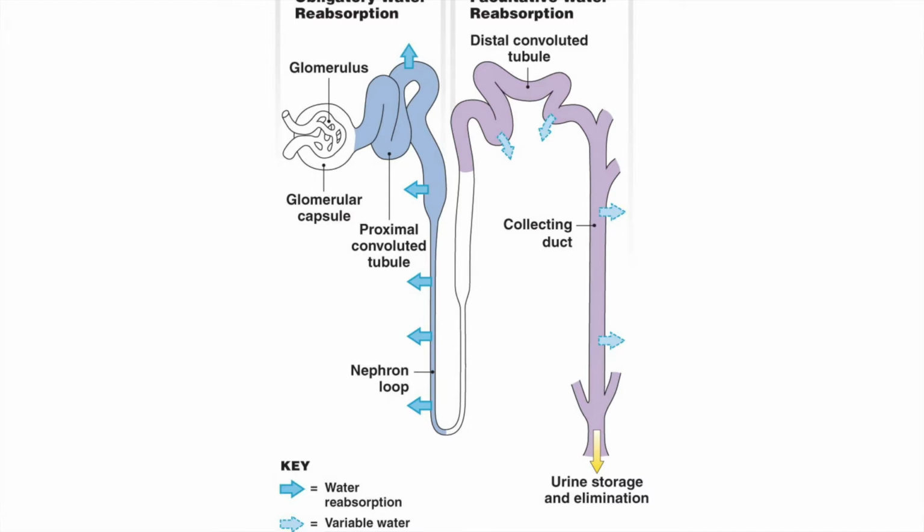Urine volume and concentration are hormonally regulated. 85% of the water that is filtered is reabsorbed by osmosis, and this is called our obligatory water reabsorption, so that's going to happen no matter what. The remaining 15% can be reabsorbed by what's called facultative water reabsorption, so that would happen in the distal convoluted tubule and the collecting duct.